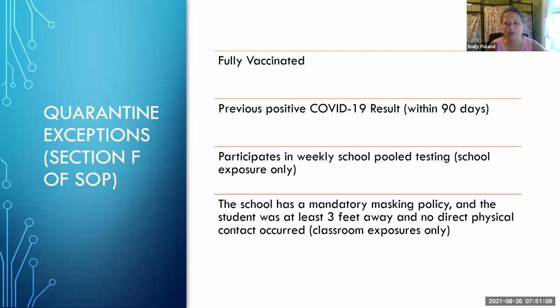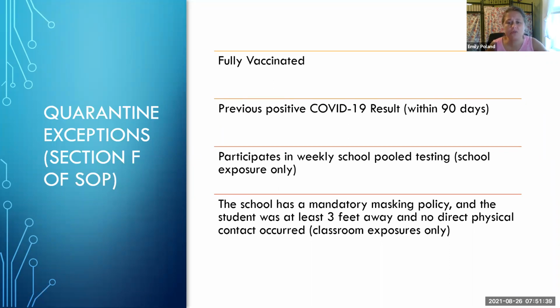They can continue about their day. The second option is those people who are within that 90-day period if they had a previous positive COVID-19 result. Now, if they thought they had COVID but were never tested, that doesn't count. They need to have had a laboratory test that said they had COVID-19 within the past 90 days. Again, that gets them out of quarantine.